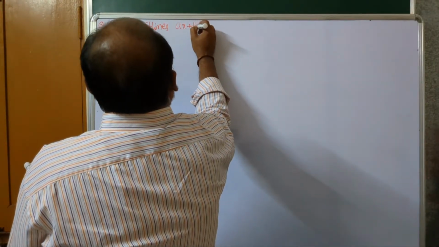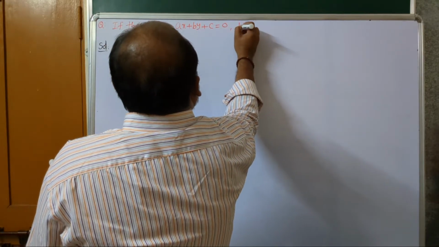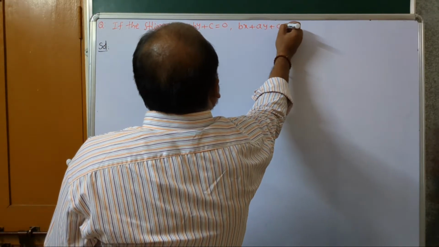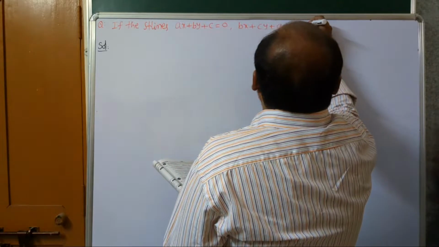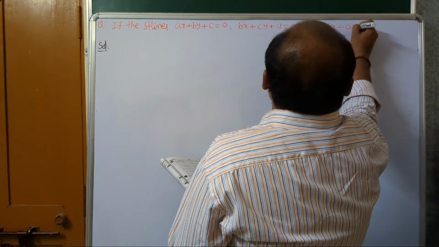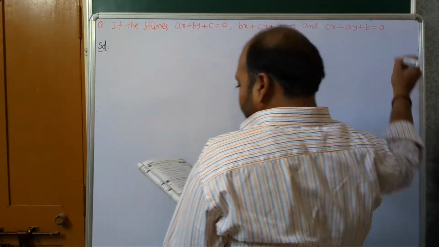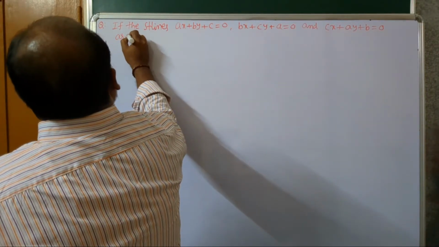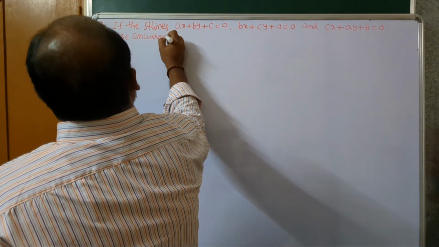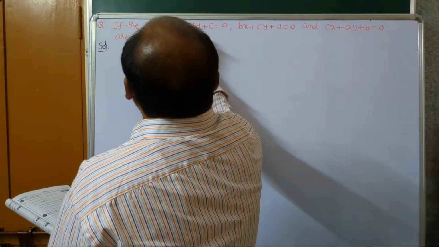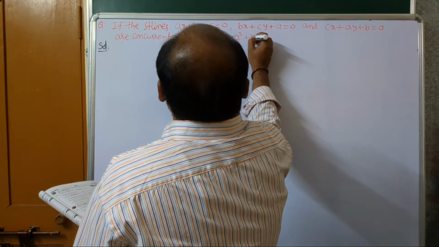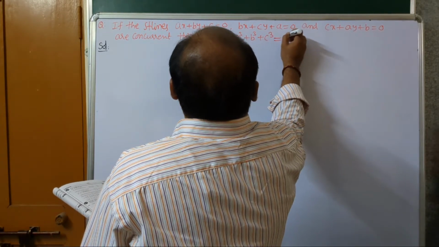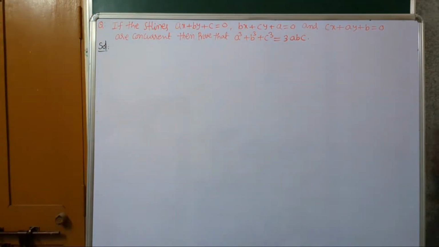ax plus by plus c equal to 0, bx plus ay plus c equal to 0, dx plus cy plus a equal to 0, and cx plus ay plus b equal to 0 are concurrent, then prove that a cube plus b cube plus c cube is equal to 3abc. So this is also one of the important questions.